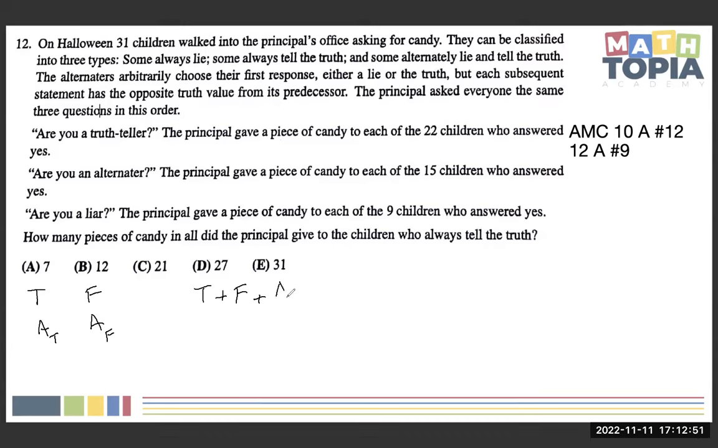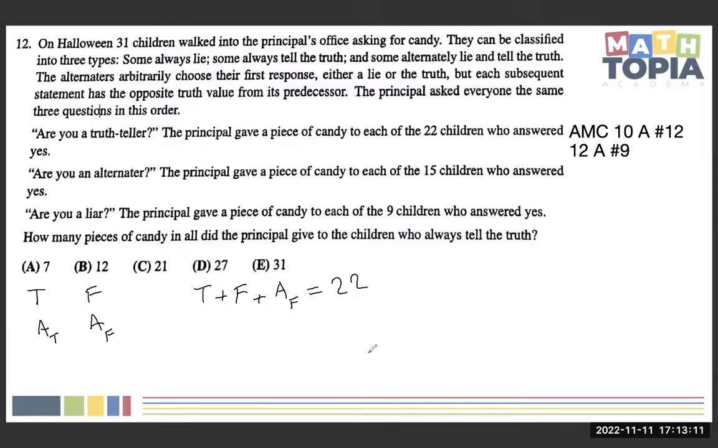However, the alternating ones who start with a false statement are also going to be included, for the same reason as the ones who are always lying, right? They aren't truth tellers, and they're going to lie. So they're going to lie and say, yes, I am a truth teller. So that sum gives us 22 children who answered yes. Okay, let's go on to the next one.